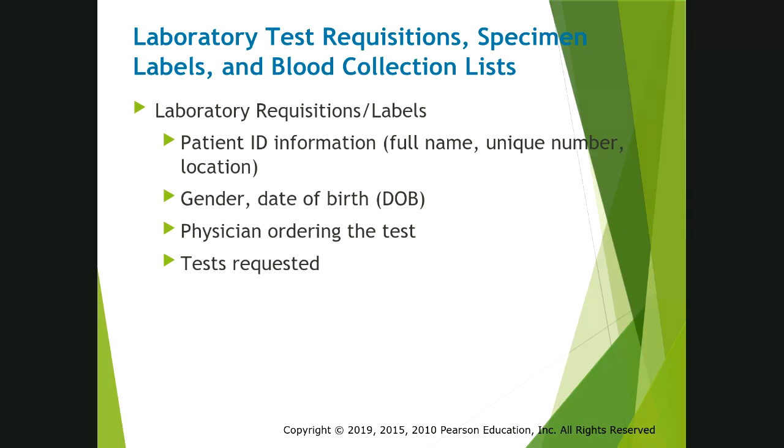Patient requisition and labels, patient ID information: we need their full name, first and last, unique number, and location. The unique number could be their medical record number, gender, date of birth, physician ordering the test, and the test requested.